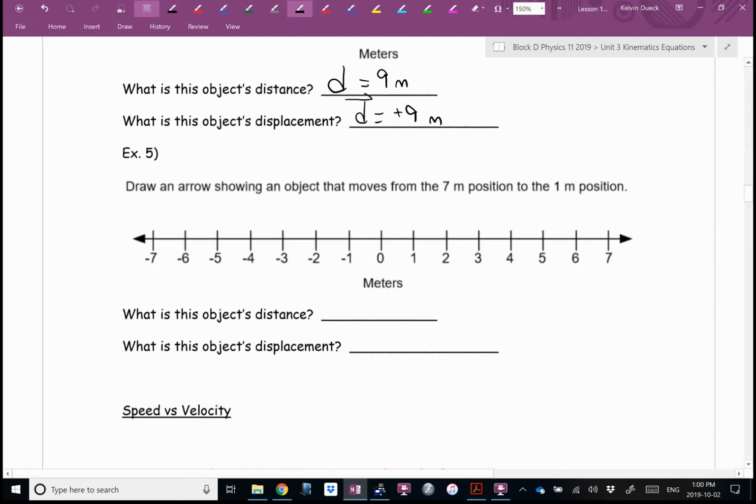Draw an arrow that shows an object moving from 7 to 1. Okay. Here is my initial location. Here is my final location. Cool. Ethan, what's this object's distance? How far did it travel?